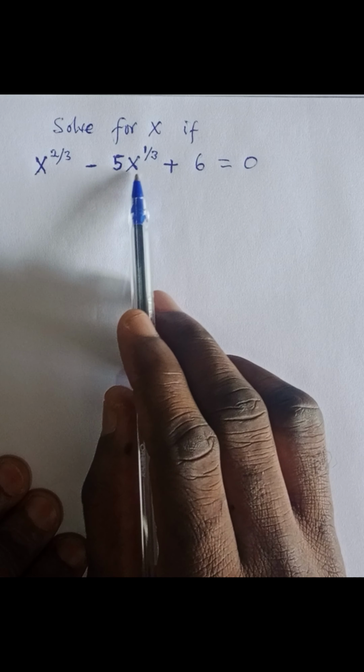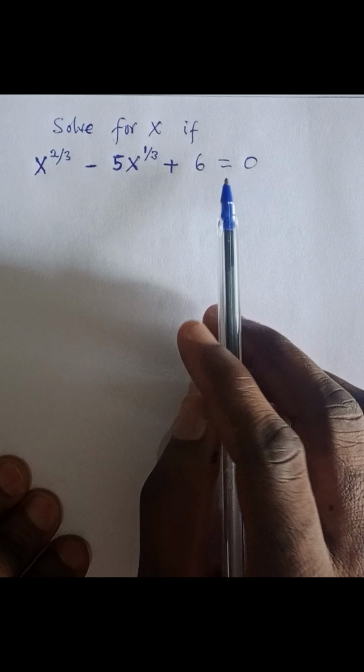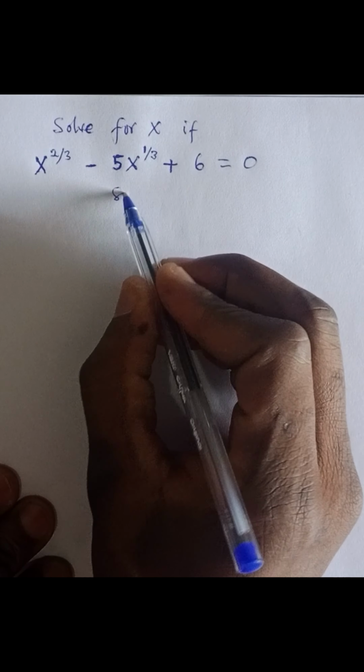Minus 5x raised to power of 1 over 3 plus 6 equals 0. Now, how are we going to approach this, right? Let's look at the solution.